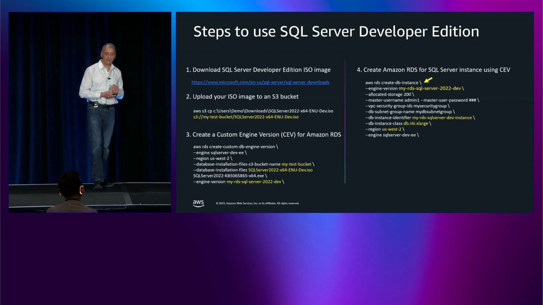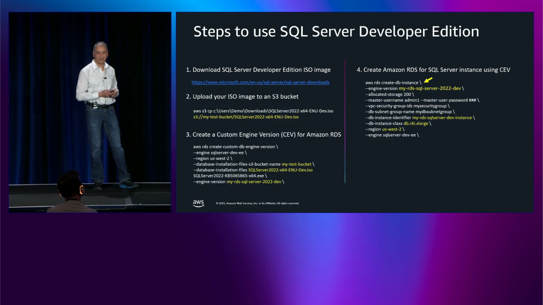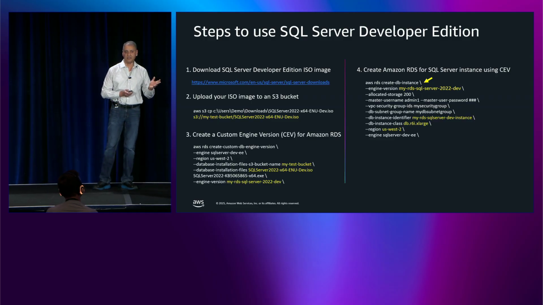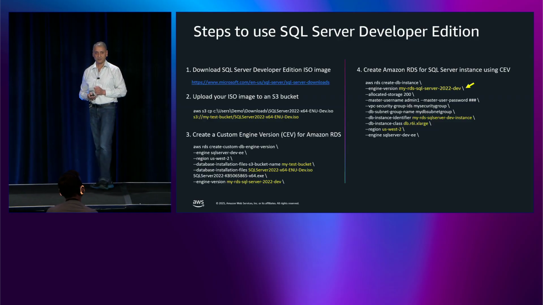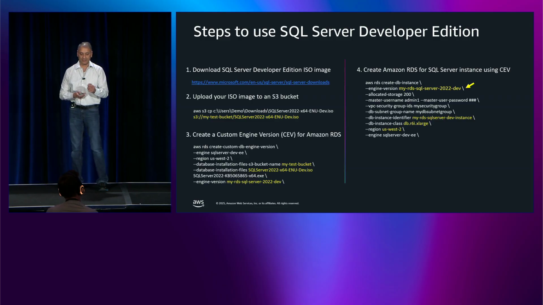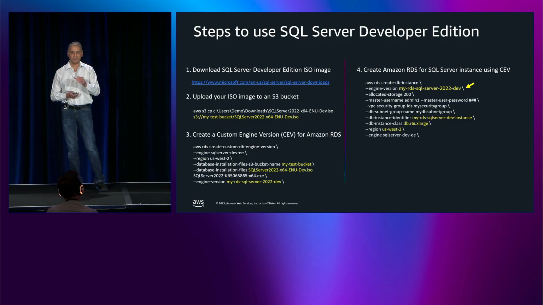To do that, you use the same create DB instance command from RDS. It's the same command that you use for creating production instances or development instances. The only variation is you specify the custom engine version that you just created. I created the engine version called my RDS SQL Server 2022 dev. In the previous step, I specified the same engine version.